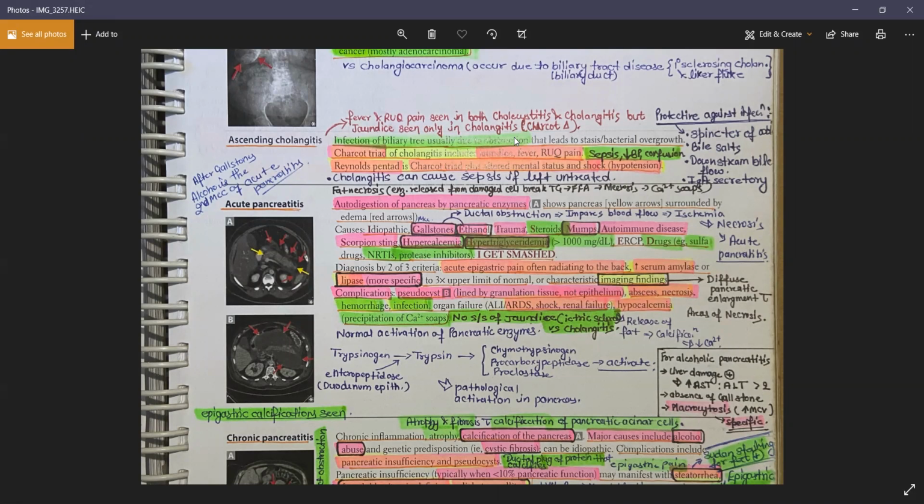And so step one can also ask you what the protective mechanisms against bacterial infection in the bile tract are. First is the sphincter of Oddi. Second is the bile salts. Because of the high concentration of salts, the bacteria cannot survive these harsh conditions. They will die. Third is the downstream flow of the bile, right? And fourth is the IgA secretory antibodies. These four are the protective mechanisms against infection within the bile tract.